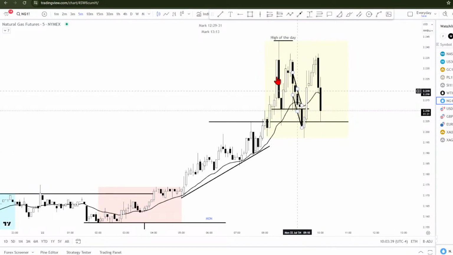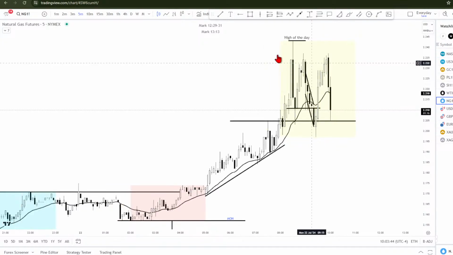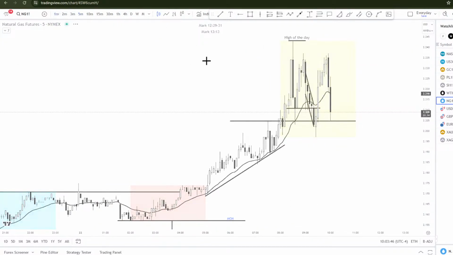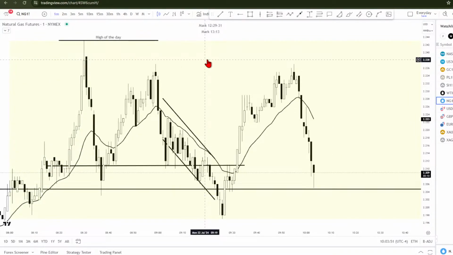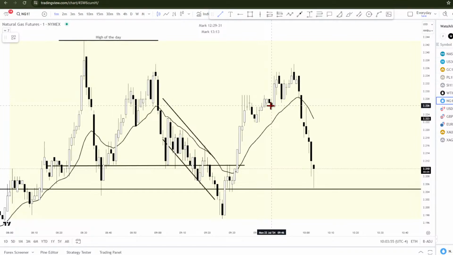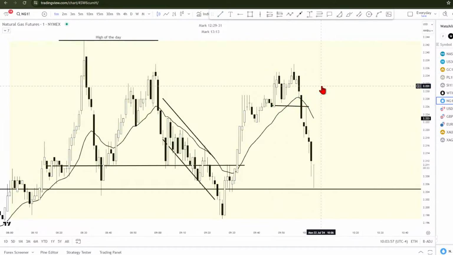Natural gas, we got that third spike to the high. 1, 1, 2, 3. Now we have an engulfment. Obviously, I'm not in this trade. Take a look at the 1 minute. Oh, look at that 3 push pattern. What a clean 3 push pattern. 1, 2, 3.